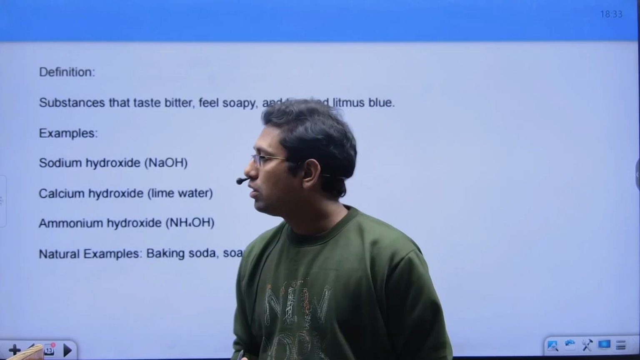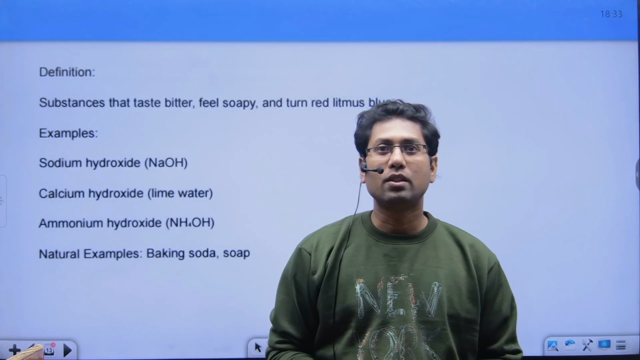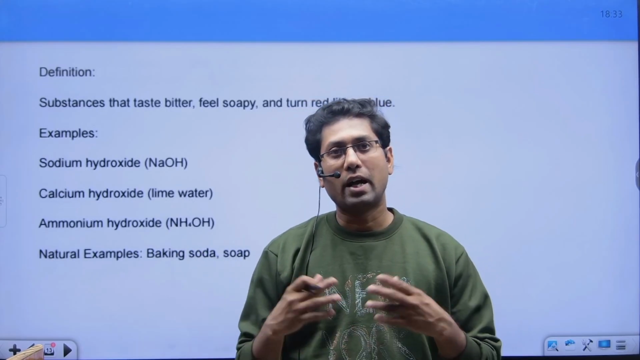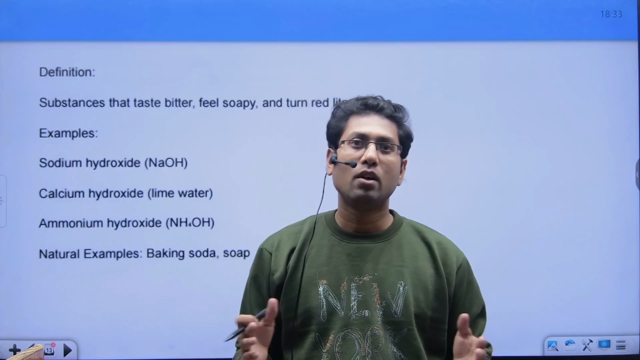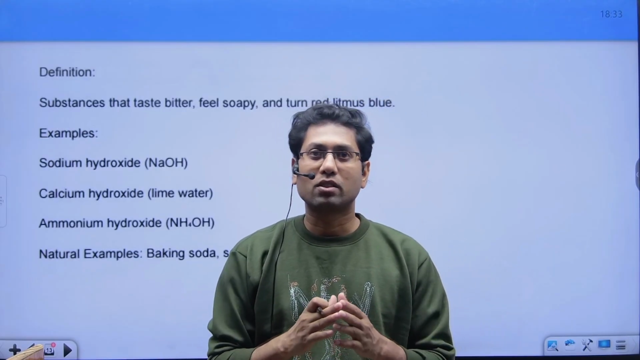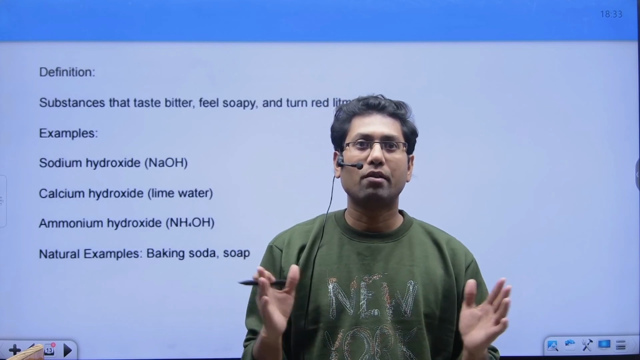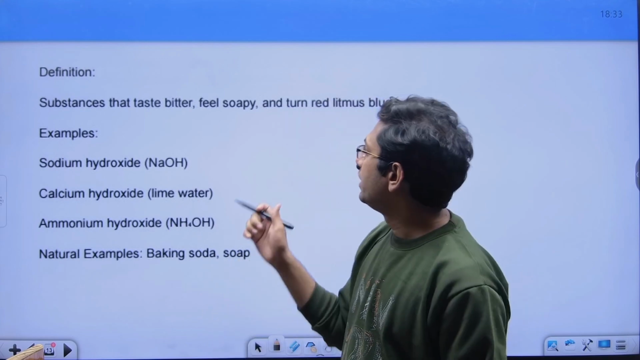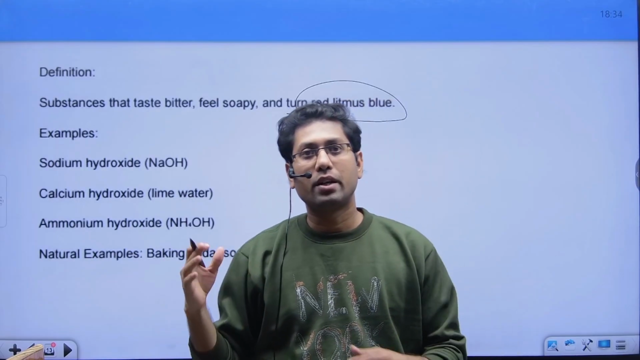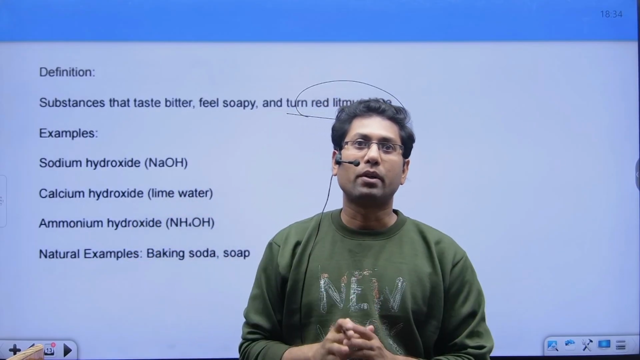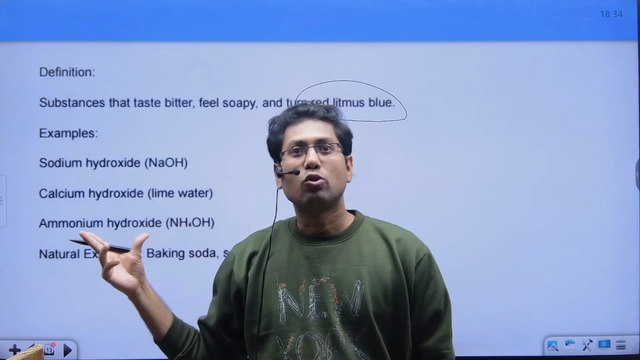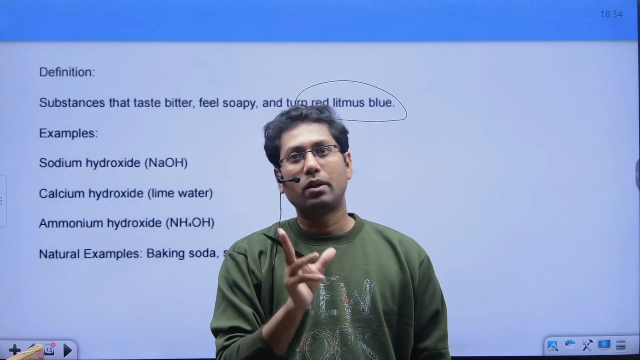Now let's discuss bases. What are the properties of bases? They are bitter in taste. We discussed acids: what kind of taste do acids have? They are sour in taste. But on the other hand, bases are slightly bitter in taste. And they turn red litmus paper blue. Acids turn blue litmus paper red, but bases turn red litmus paper blue.